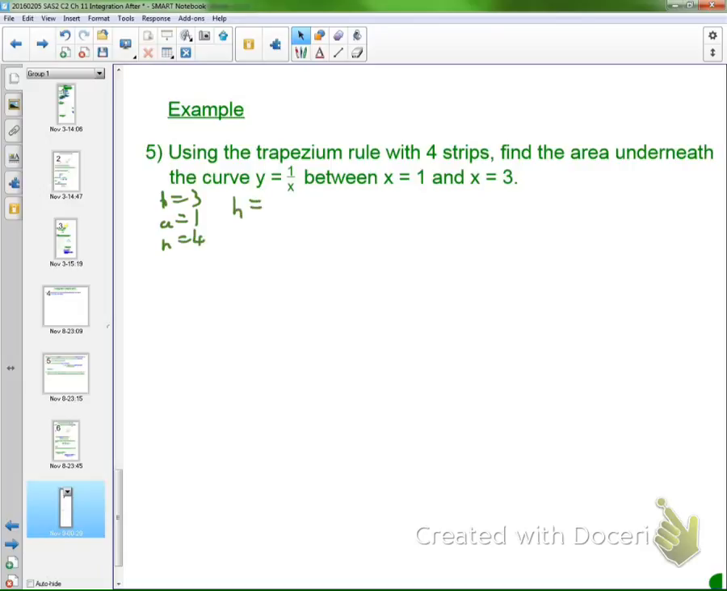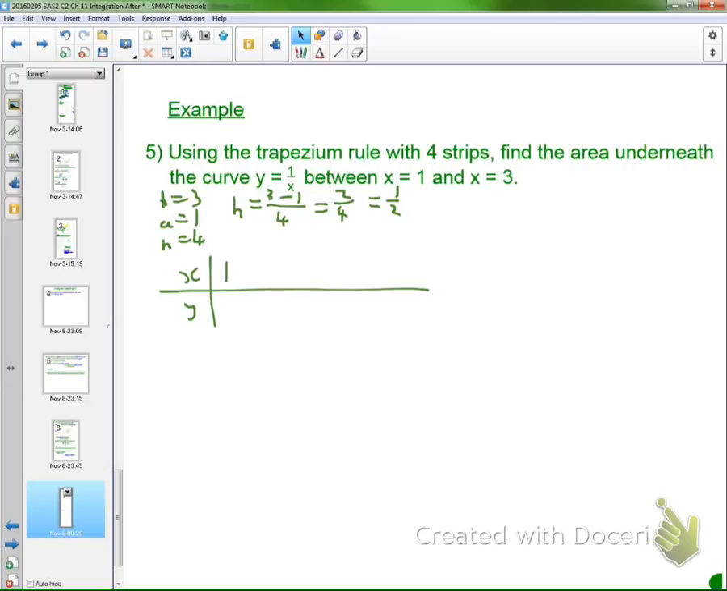So hence our h is equal to 3 minus 1 over 4, which will give us 2 over 4, which is equal to a half. So it's helpful to find h first, because we use this to figure out how much our x values are going to change each time, so that we can then compute our y values. So we build a table at this point. We want 1 row for x values and 1 row for y values.